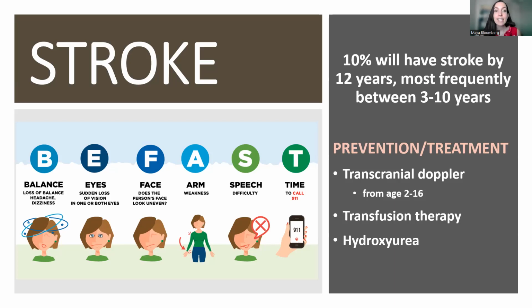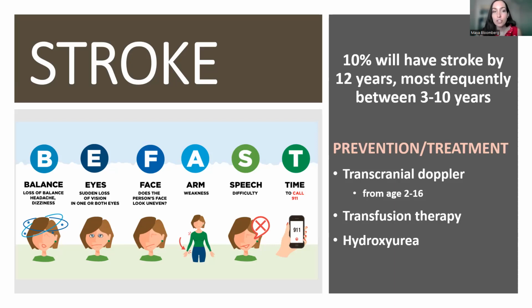And if they see that it has a high velocity, that is an individual who will be at high risk for developing a stroke because they're looking at the blood flow. And if it's a high velocity, that's essentially saying that the blood is having to squeeze through a more narrow vessel. And patients who have an abnormal Doppler usually will be started on a transfusion therapy. We also consider hydroxyurea therapy.